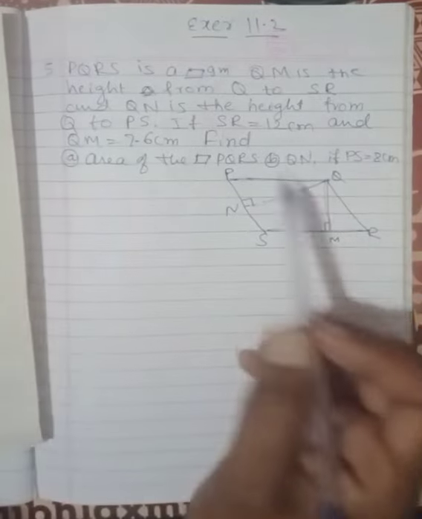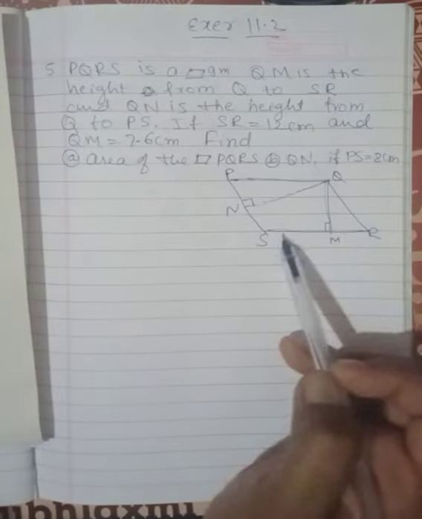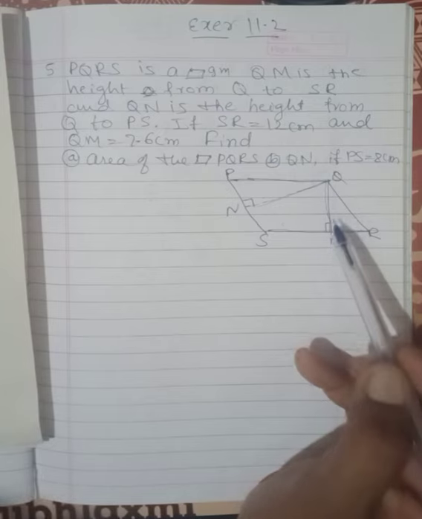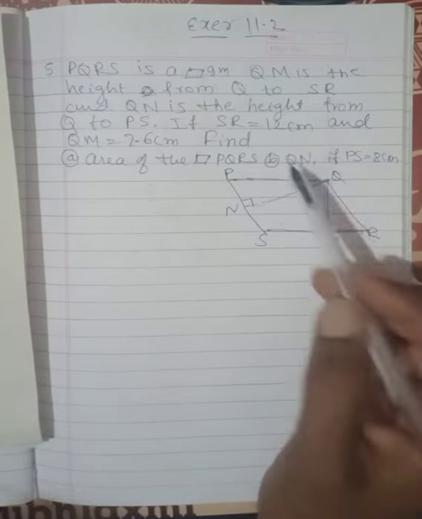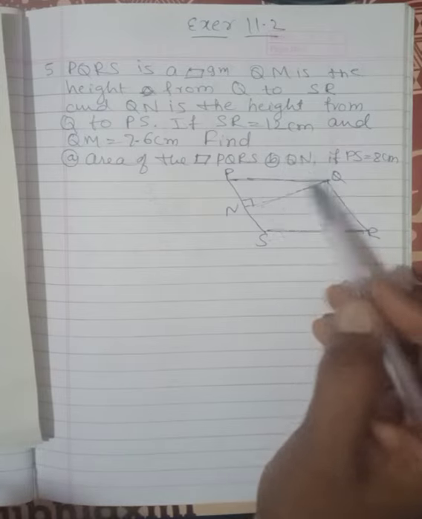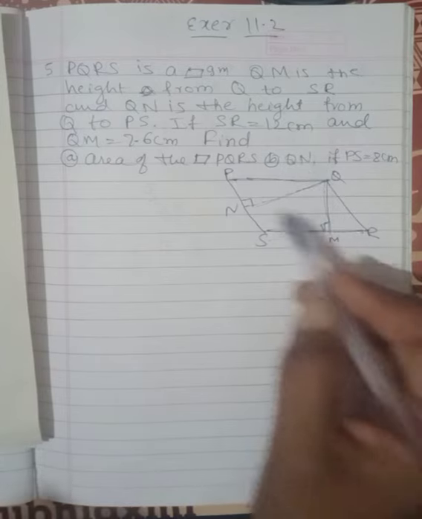See this problem, PQRS is a parallelogram you are given. QM is the height from Q to SR. This is the height, perpendicular sign shows, and QN is the height from Q to PS. Okay, height means perpendicular, of course.